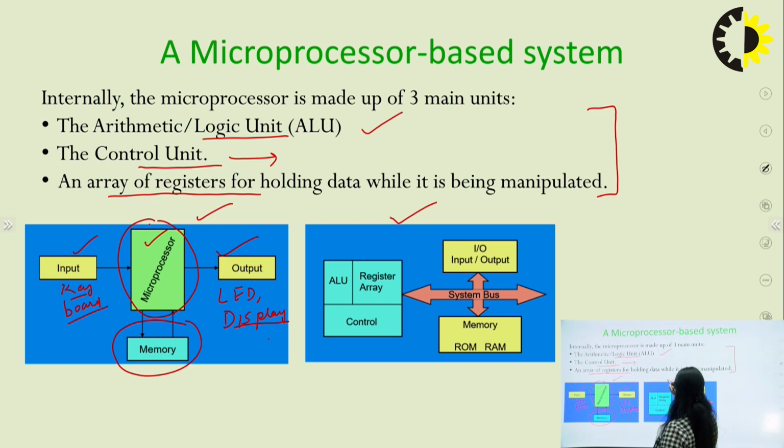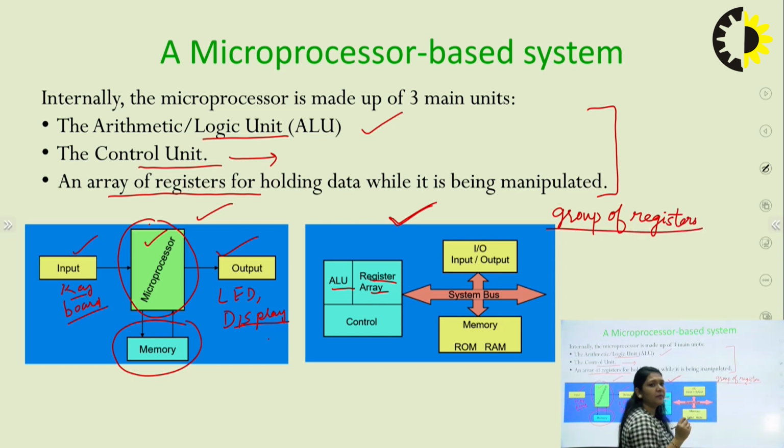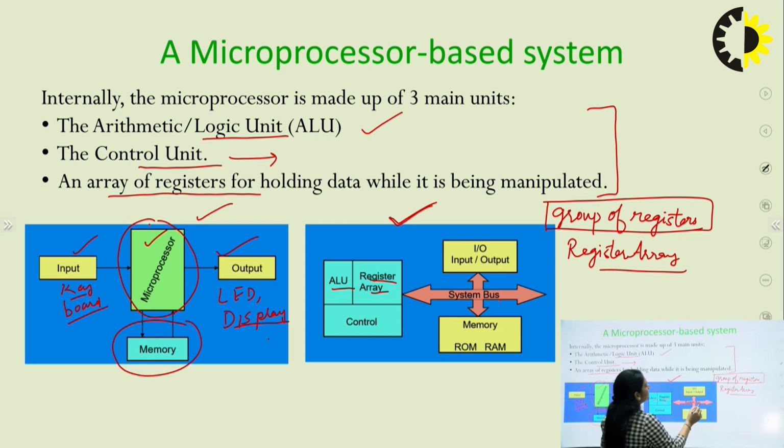Further, this is a detailed block diagram for the microprocessor. What is happening exactly inside the microprocessor, we can get to know from here. There is an ALU, arithmetic logical unit. Register array is a group of registers, and there are a number of registers in microprocessor 8085. There are general purpose registers, and there are special purpose registers. So these all registers will make a group of registers, or we can say a register array also.